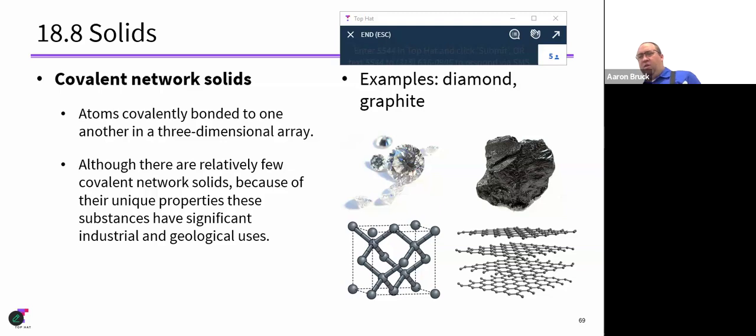Graphite, on the other hand, exists in these two-dimensional sheets where an individual carbon atom is bonded to 3 others, basically. And the sheets are attracted to each other by intermolecular forces so that they kind of slide over each other. Now, the resulting material for graphite is not terribly strong.